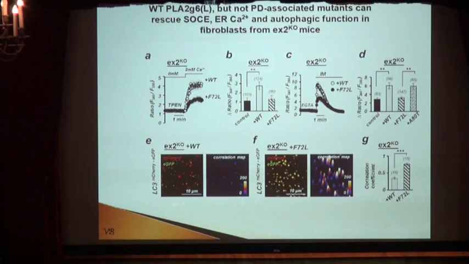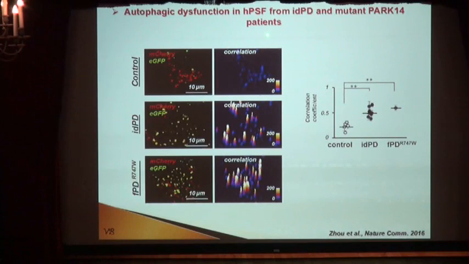And what about humans? So returning back to the cells from the patients, again, we found that control patients have totally normal autophagy, while idiopathic PD patients have a very high correlation coefficient using the same tandem construct of LC3, similar to the mice. It has a very high correlation coefficient, meaning that the autophagy is impaired, and so is this PD-associated mutant.